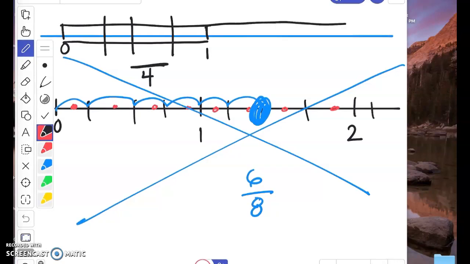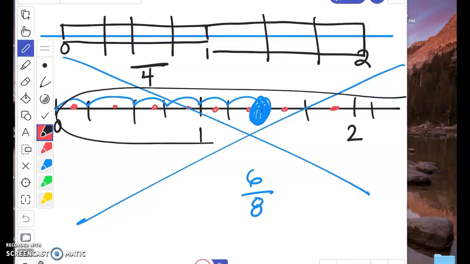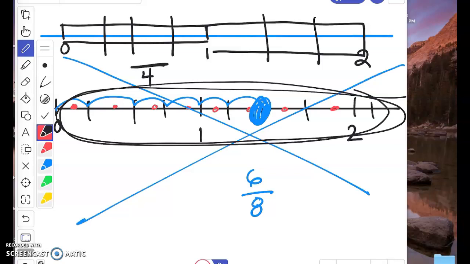Now I can add on and go up to 2 and break that into fourths, but that's like having a whole separate candy bar. This is a common mistake, is that kids will look and they'll say, okay, there's 8 equal parts, my denominator must be 8. You need to know how many equal parts are in one whole, not in all of your number line.